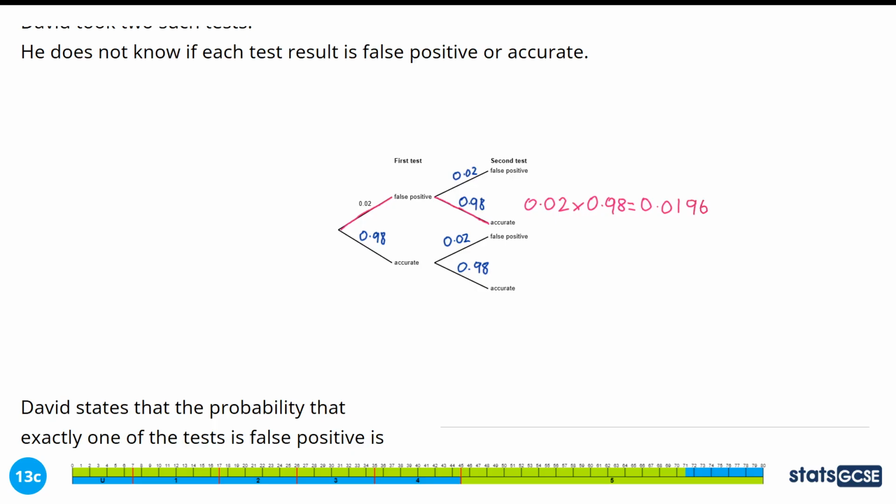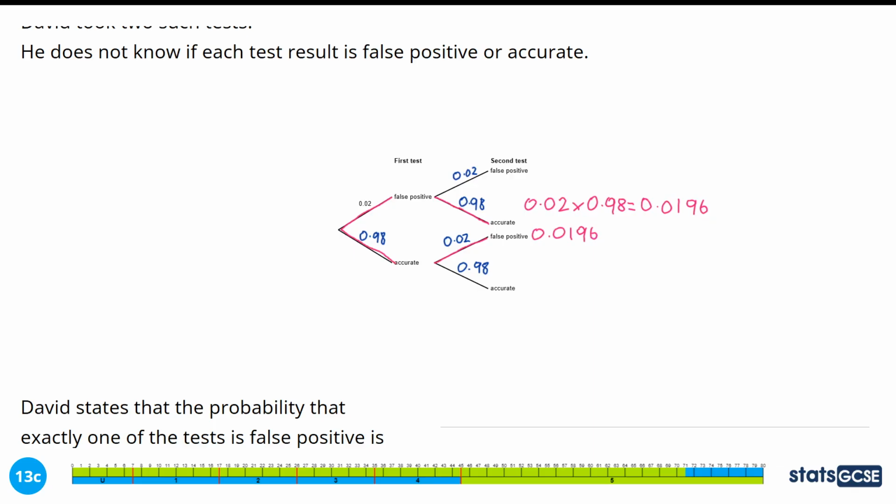0.0196. If the first test was accurate though, the second test would have to be a false positive to again give us that one false positive. But this is going to be 0.98 times 0.02 again. So this is also going to be 0.0196.